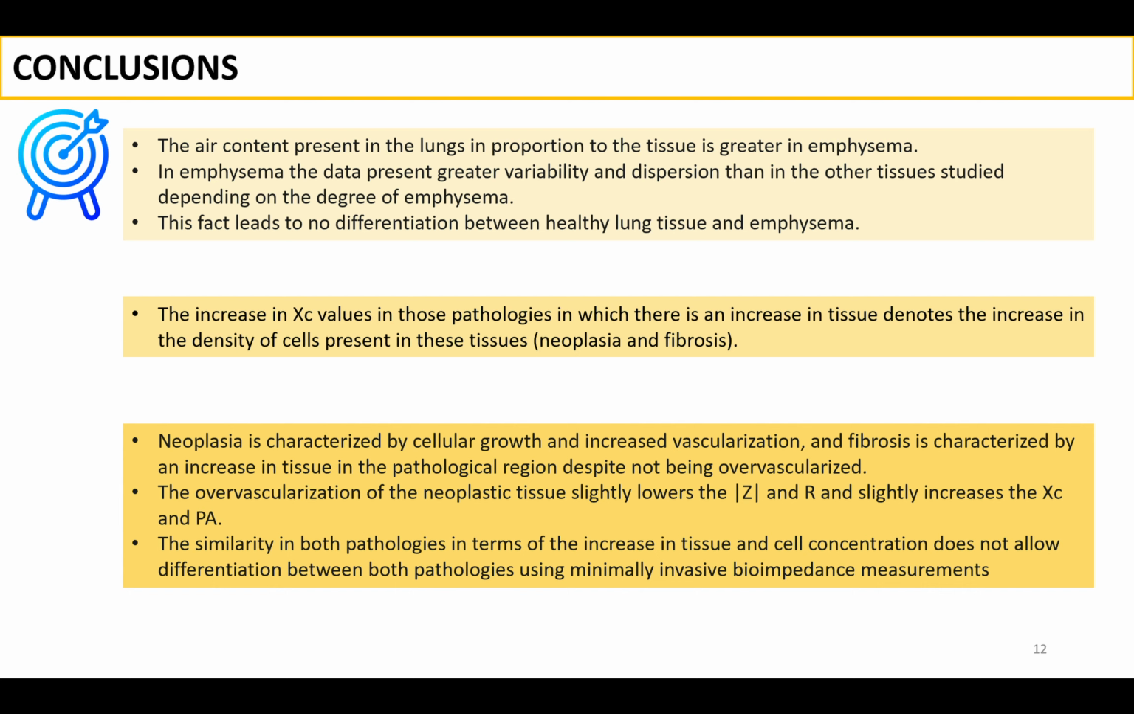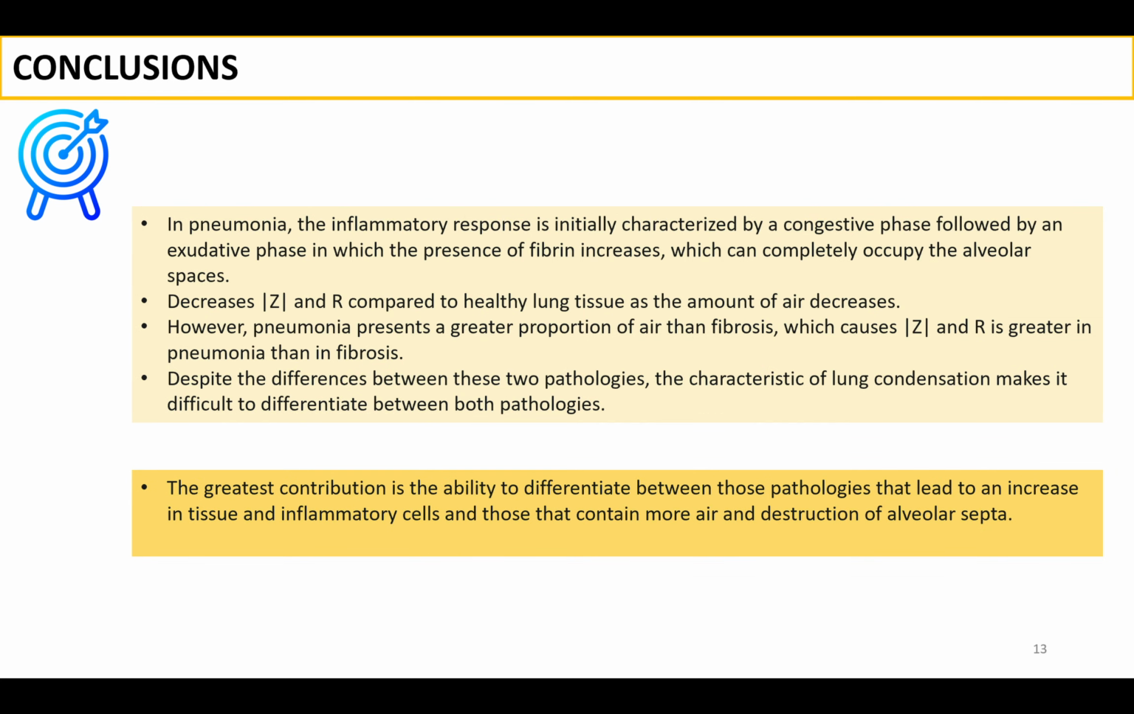The increase in reactance values in neoplasia and fibrosis denotes the increase in the density of cells present in this tissue. The similarity between neoplasia and fibrosis in terms of the increase in tissue and cell concentration does not allow differentiation between both pathologies using minimally invasive bioimpedance measurements. Finally, regarding the lack of differentiation between fibrosis and pneumonia, the characteristic of lung condensation makes it difficult to differentiate between both pathologies. The final conclusion is that the greatest contribution is the ability to differentiate between those pathologies that lead to an increase in tissue and inflammatory cells and those that contain more air and destruction of alveolar septum.